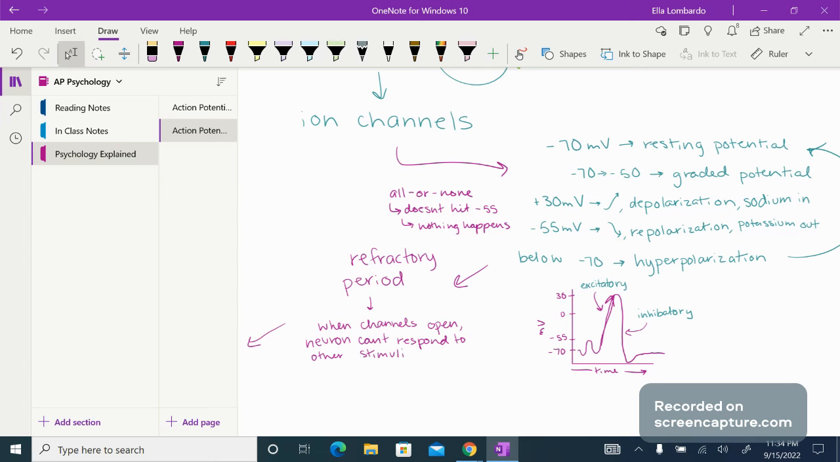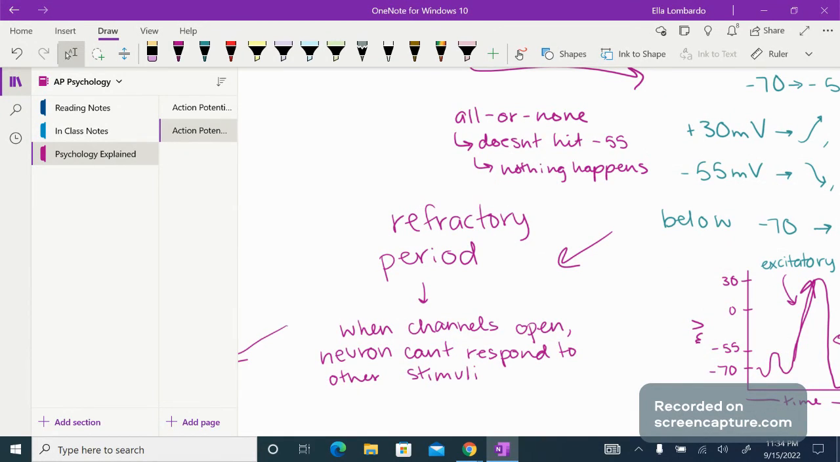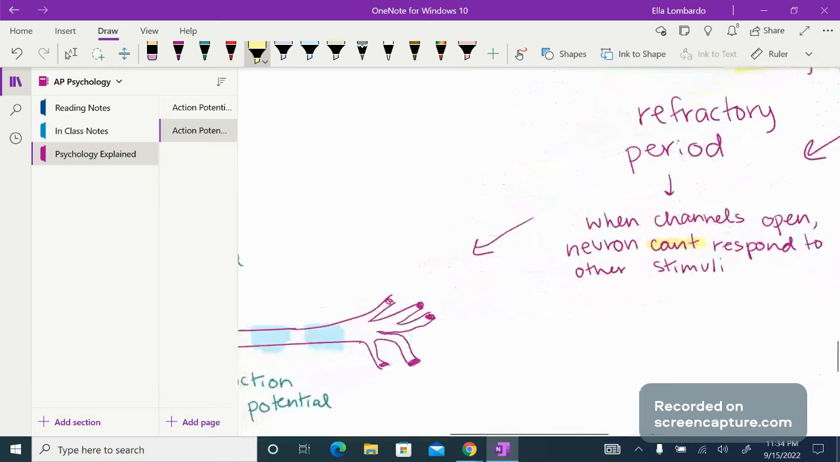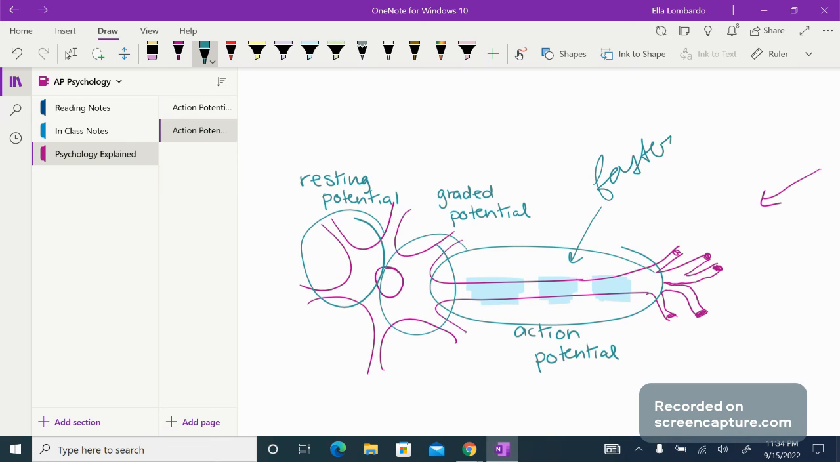So, two things to note with this is that all or none. If it doesn't hit negative 55 millivolts, nothing will happen. And then our refractory period. When channels open, the neuron cannot respond to other stimuli. Finally, our information during resting potential is here. The info during graded potential is here. During action potential is here. And these are the myelin sheaths. They make it go faster.